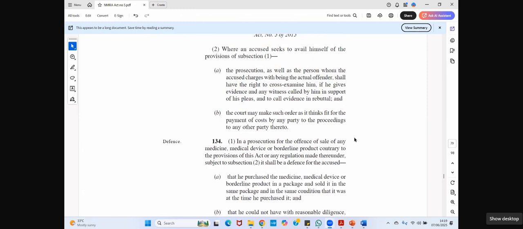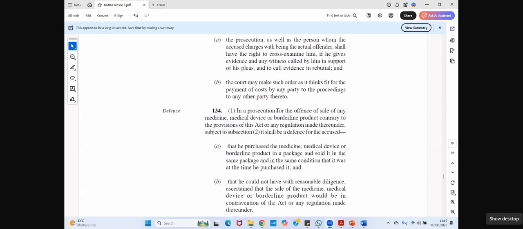Where an accused seeks to avail himself of the provisions of the subsection, the prosecution, as well as the person whom the accused charges with being the actual offender, shall have the right to cross examine him if he gives evidence, and any witness called by him in support of his plea, and to call evidence in rebuttal. So the court may make such order as it thinks fit for the payment of costs by any party to the proceeding to any other parties thereto.